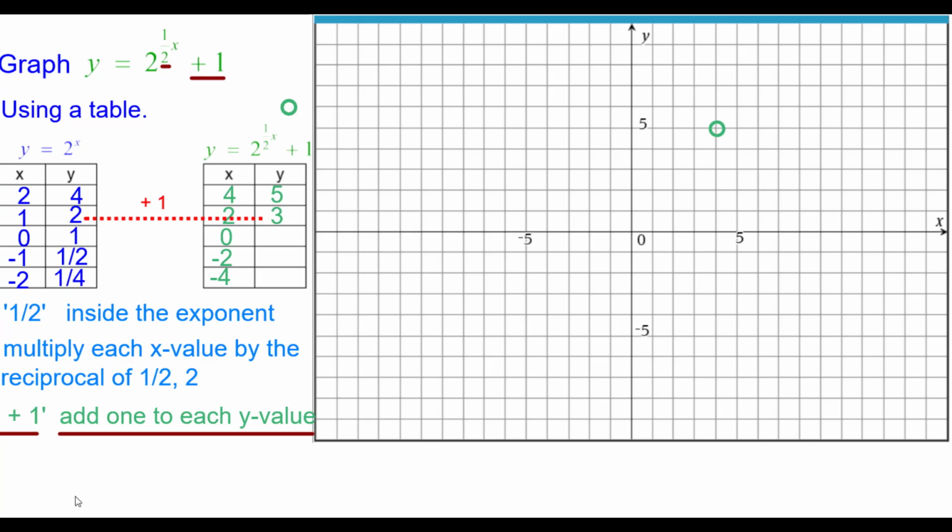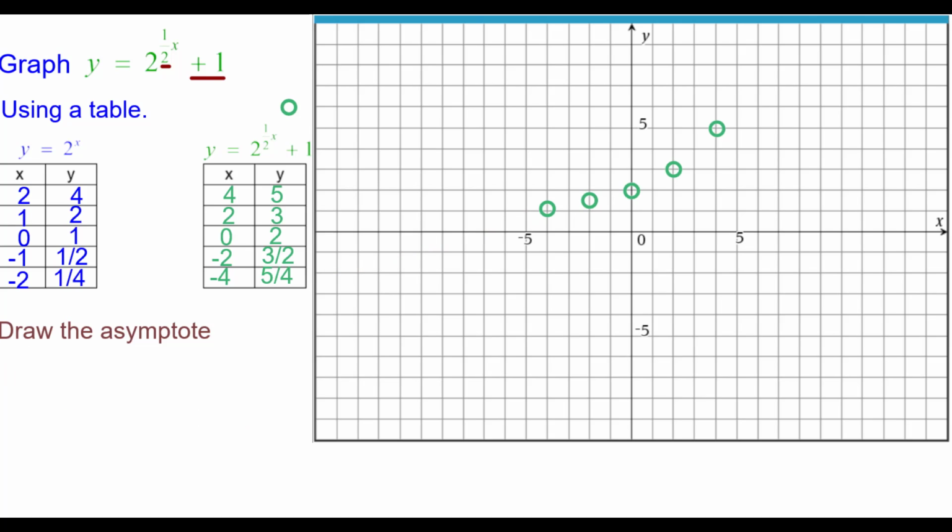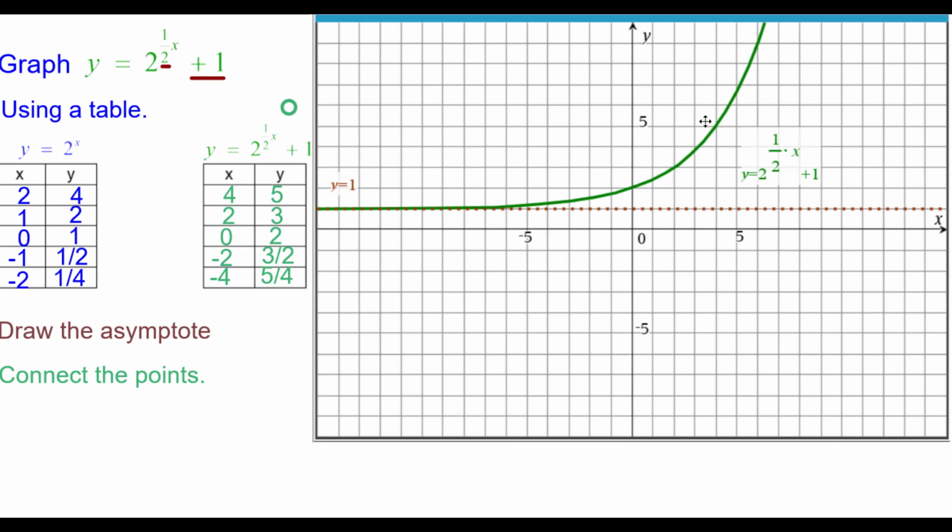So 2 plus 1 is 3, plot 2, 3. 1 plus 1 is 2, plot 0, 2. 1/2 plus 1 would be 1/2 plus 2 halves, which is 3 halves. -2, 1 1/2. And 1/4 plus 4/4 is 5/4, -4, 1 1/4. We need to draw the asymptote, and it seems to be flattening out here at y equals -1. I'm sorry, equals +1 rather. So we'll draw on that horizontal boundary line and connect the points to get that easy chair look, that 2 to the x look. Compare it to the parent function.